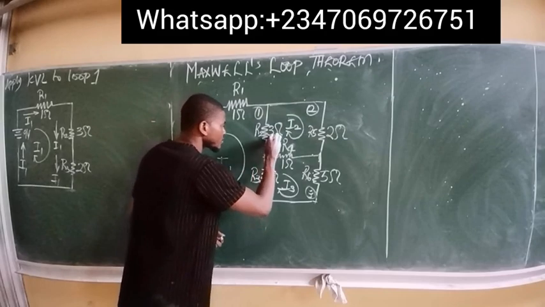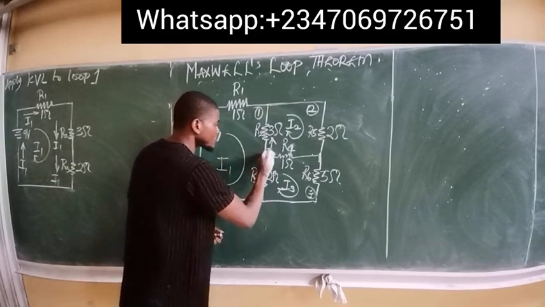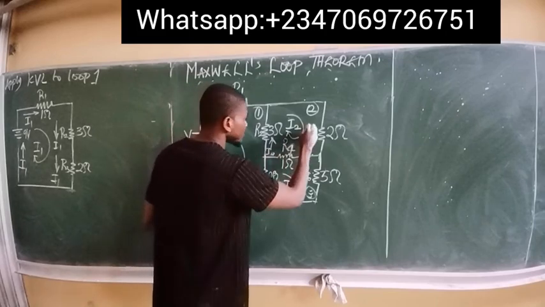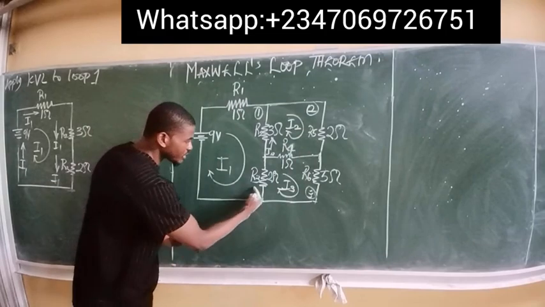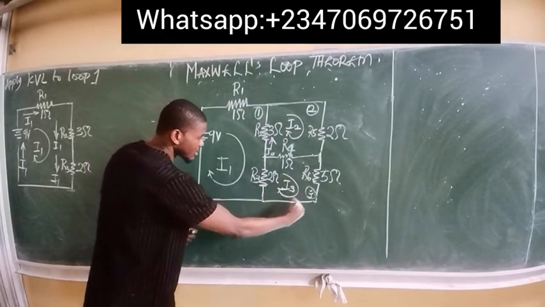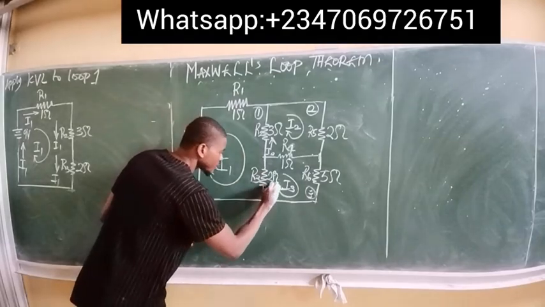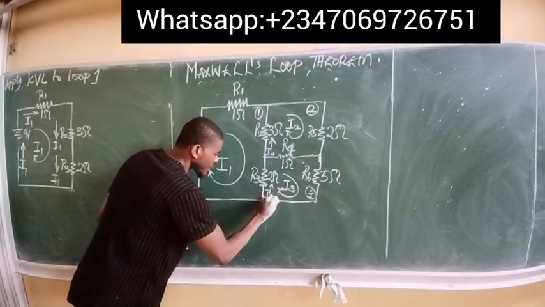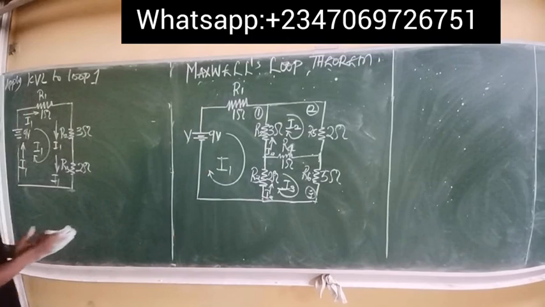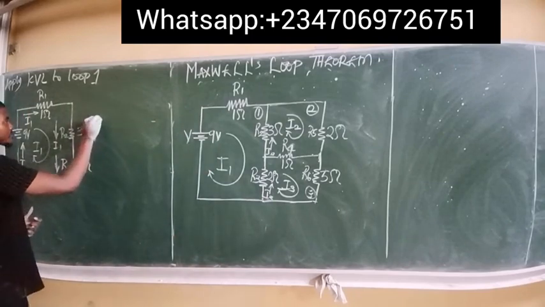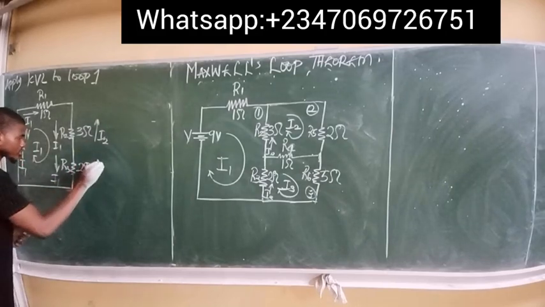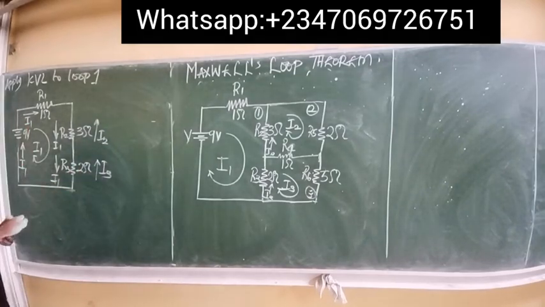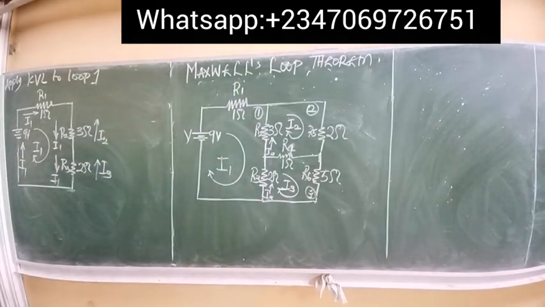So current here is in this manner. This is I2. Also in this resistor R3, we have current flowing through it in this manner. This is I3. So in these two resistors, we have current I2 flowing, and we also have current I3 flowing through this resistor. So this is the circuit for the first loop.